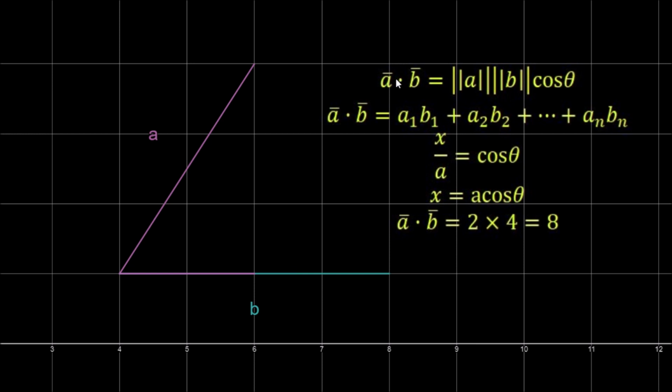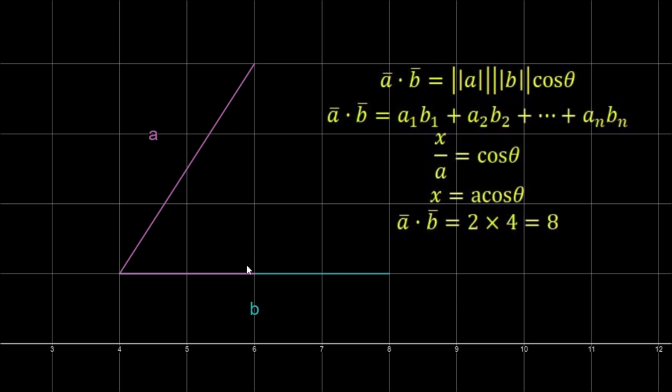Now the other thing to note about the qualitative aspect is that if the value for the dot product is a positive value, it means that there's going to be a component of this vector in the direction of this vector here.